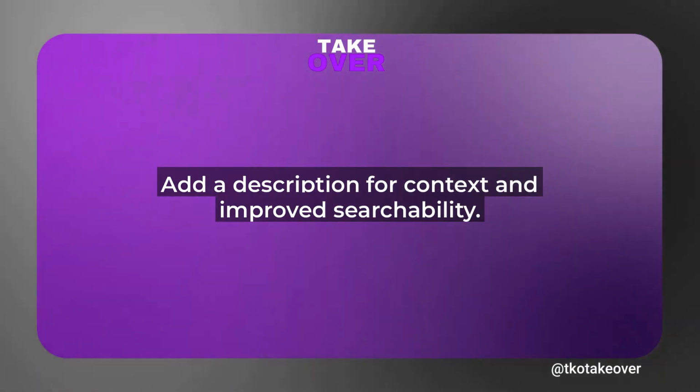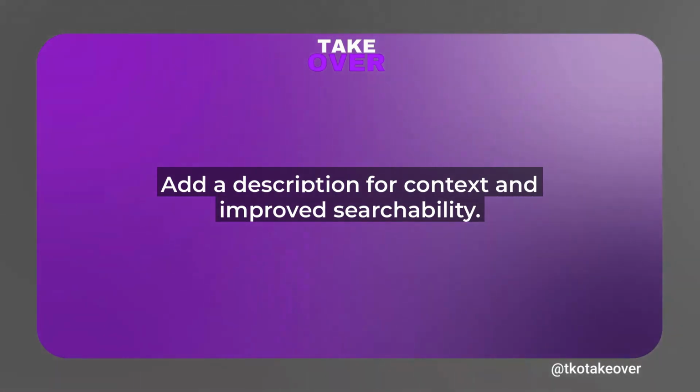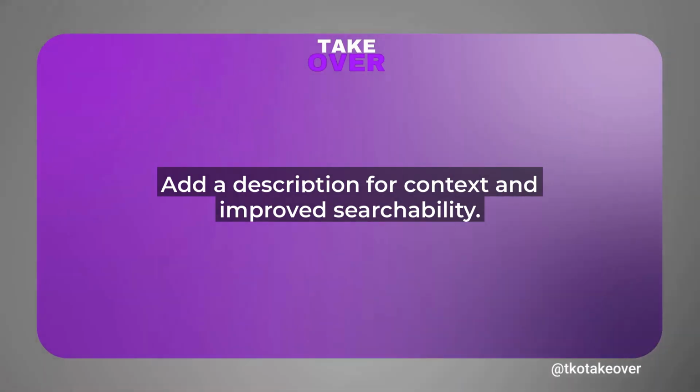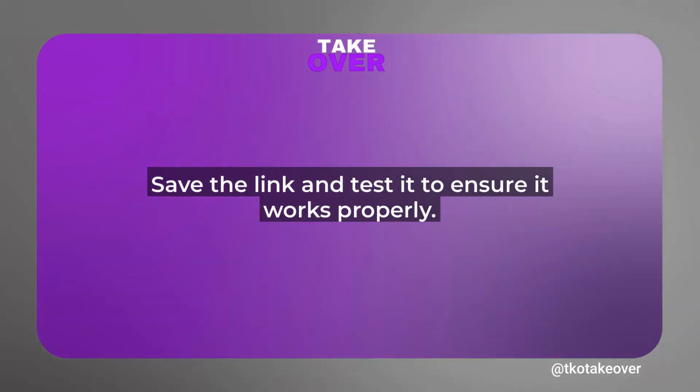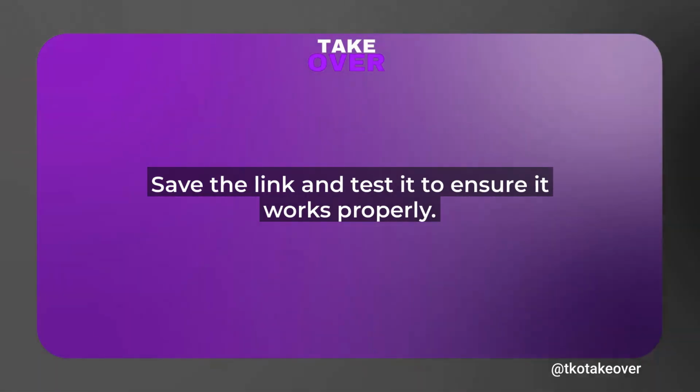You can also add a description to provide more context, which is super helpful for accessibility and searchability. After filling in the details, hit Create or Save. SharePoint will generate the link instantly. To make sure it works, click on it and test it out. If everything looks good, you're all set.